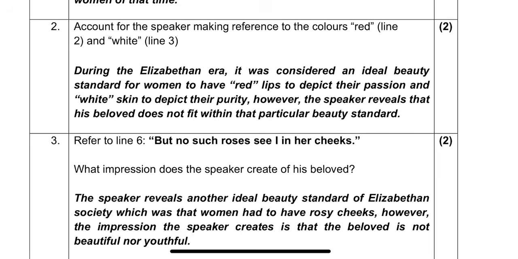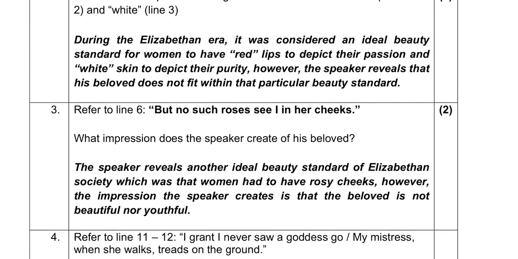Okay, so let's see what idea, what impression. The speaker reveals another ideal beauty standard of Elizabethan society, which was that women had to have rosy cheeks. However, the impression the speaker creates is that his beloved is not beautiful nor youthful, right? So she doesn't have roses in her cheeks, she doesn't have rosy cheeks, meaning she doesn't look beautiful or youthful, right? Number 4.